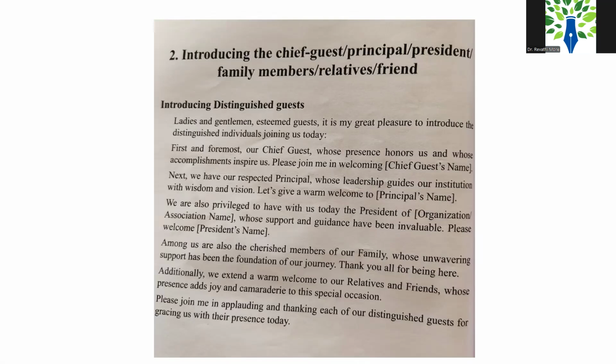Next we have our respected principal whose leadership guides our institution with wisdom and vision. Let's give a warm welcome to our principal, Professor D.M. Javalkar Sir, GFGC, Khanapur. So like this is an example. So we are also privileged to have with us today the president of so and so organization, whose support and guidance have been invaluable. Please welcome Mr. Dash. So the president's name.